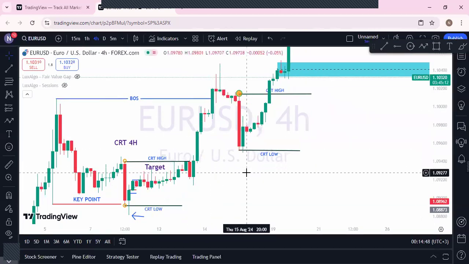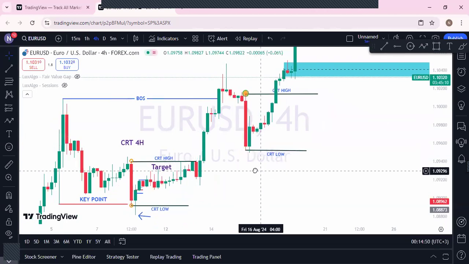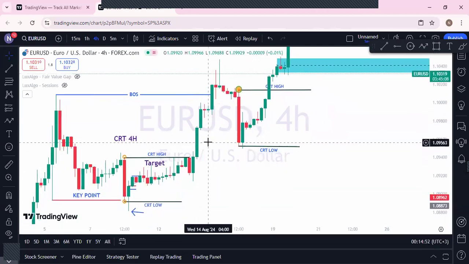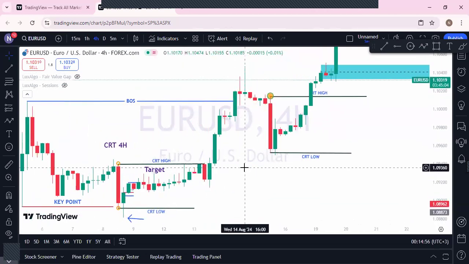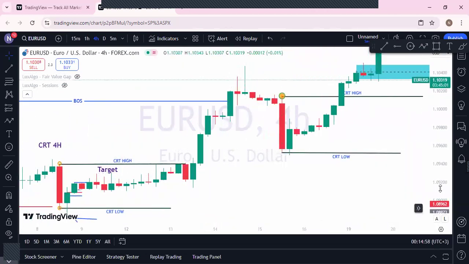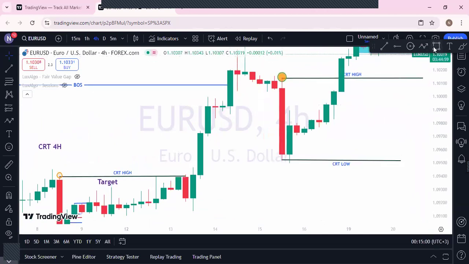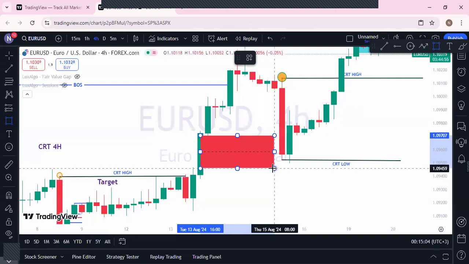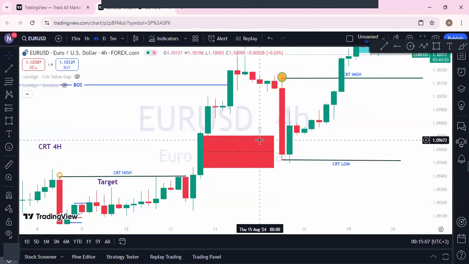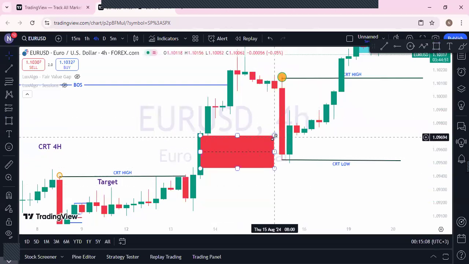At this point, we have the fair value gap. This is our fair value gap.